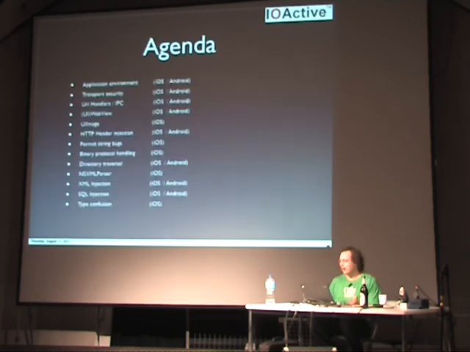So what I'll be talking about is a brief overview of the application environment, and then I'll go into the issues I've seen with transport security, IPC, web views, images, HTTP connections, format string bugs, binding protocol handling, vector traversals, XML handling, SQL injection, and then some type confusion stuff.